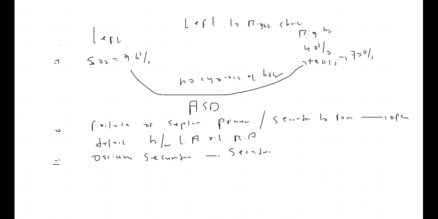So once your septum primum forms, what will the body do? What will the fetus do? It will lead to necrosis of the septum primum. And once you have necrosis of septum primum, you produce ostium secundum. So to close the ostium secundum, your septum secundum should grow. So it will be due to the failure of septum secundum to form.